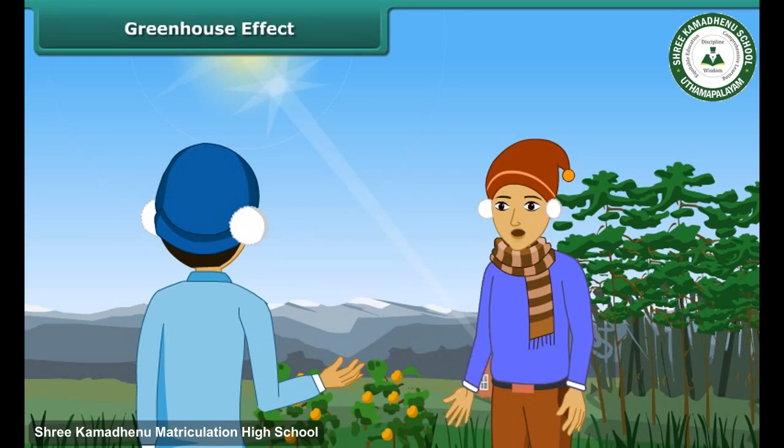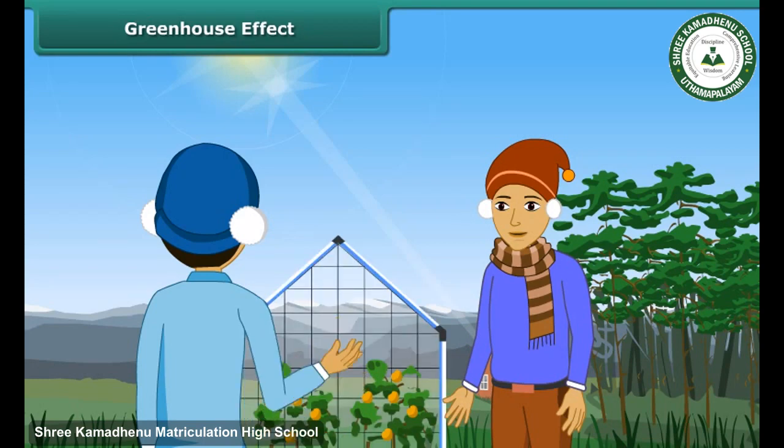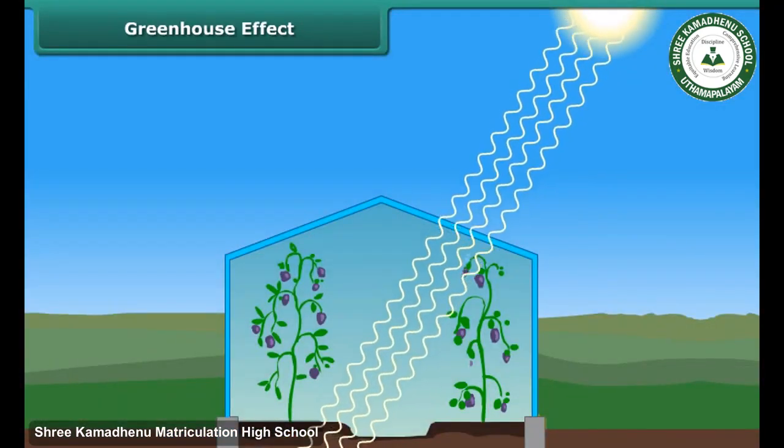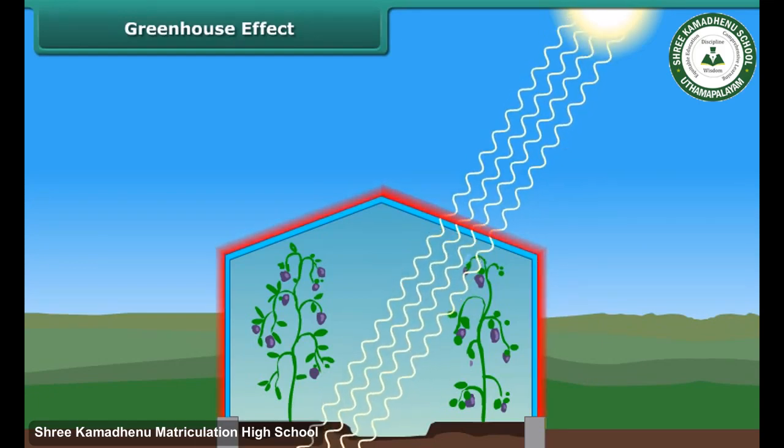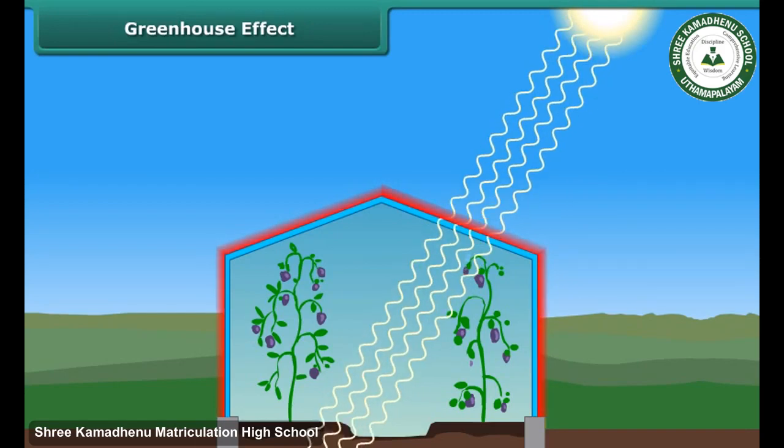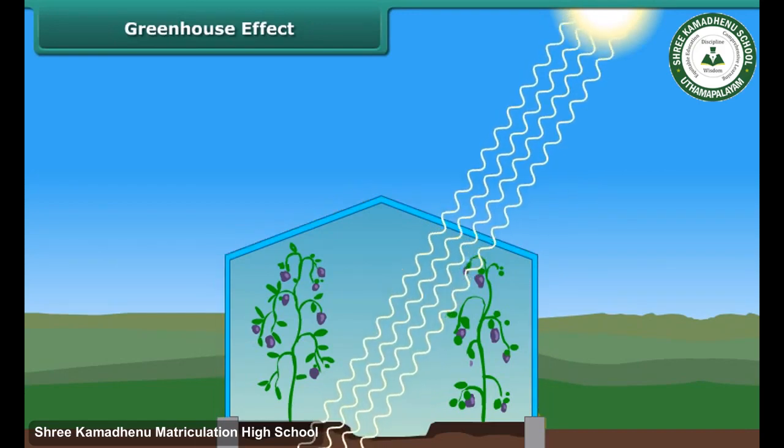What is greenhouse effect? See this house. This has so many glass panes. This is called greenhouse. When solar rays come into this house, they heat up the air inside it. That hot air is trapped inside, which makes a nice, warm and humid environment for plants to grow.